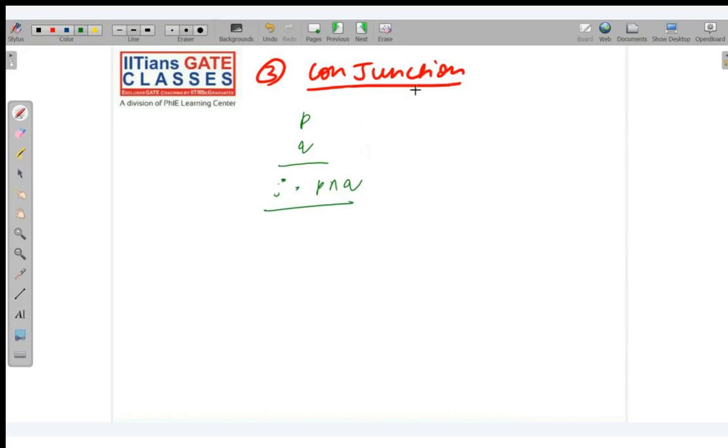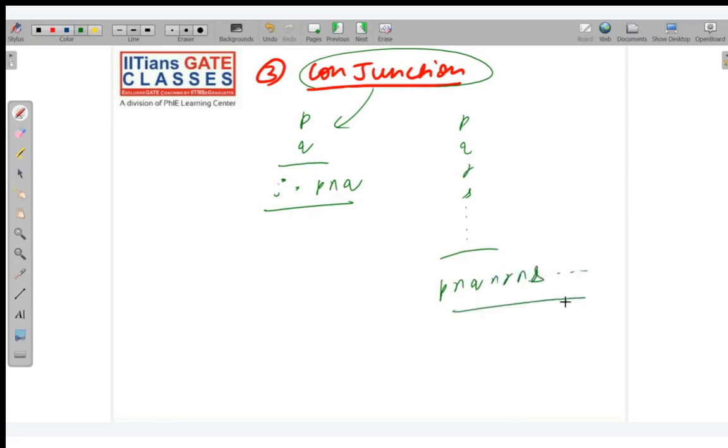So you should remember the law of conjunction is P, Q, therefore P and Q. And if you want to generalize, I will say like this: P, Q, R, S and so on, so you say P and Q and R and S and so on. Okay. Please take a snapshot. I will jump to the next slide.